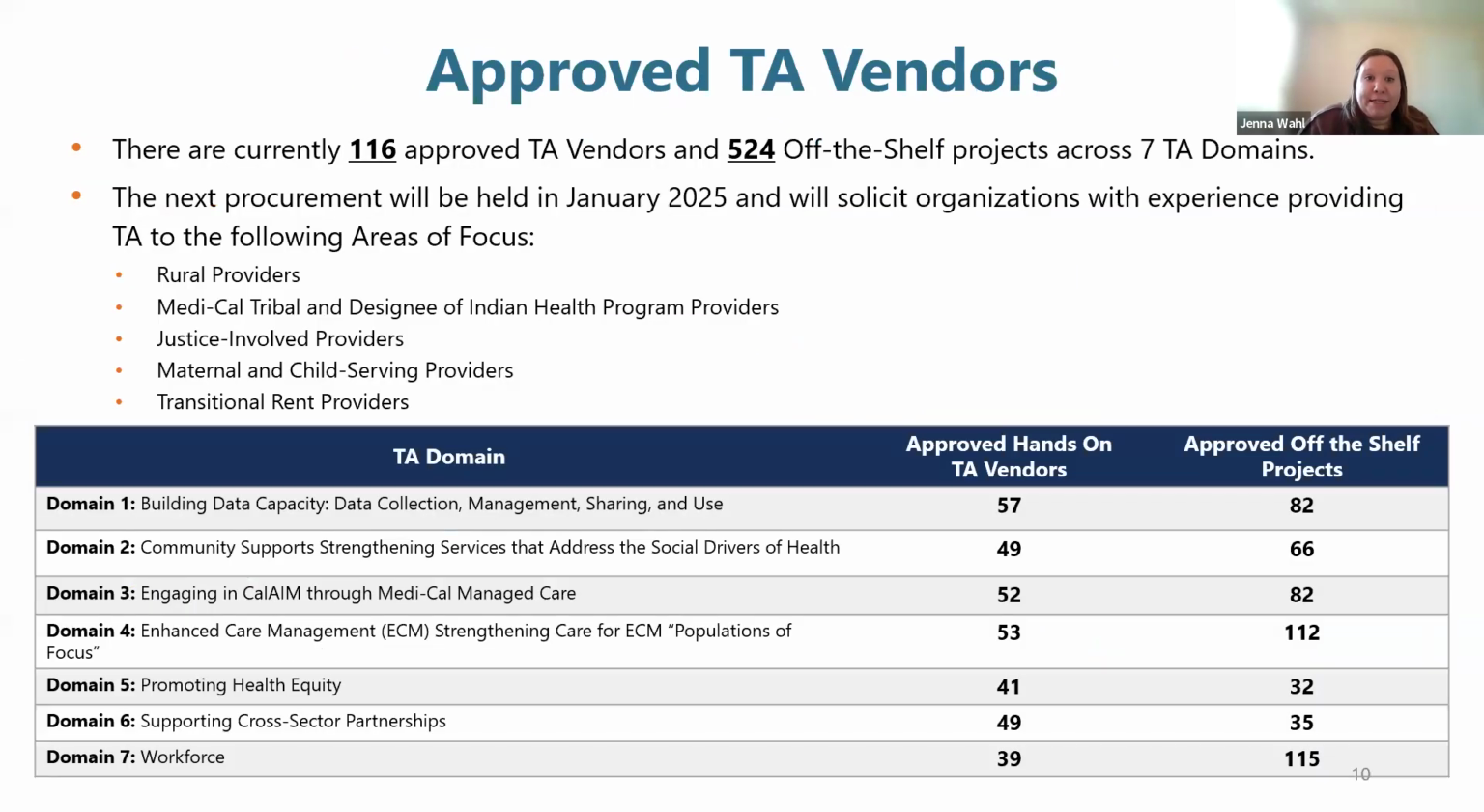Also, to date, we have 116 of you approved TA vendors with over 500 off-the-shelf projects across the 7 TA domains. Our next procurement is in January, which my colleague Eliza will discuss. But we are looking to add more vendors to the marketplace to be available for our recipients.